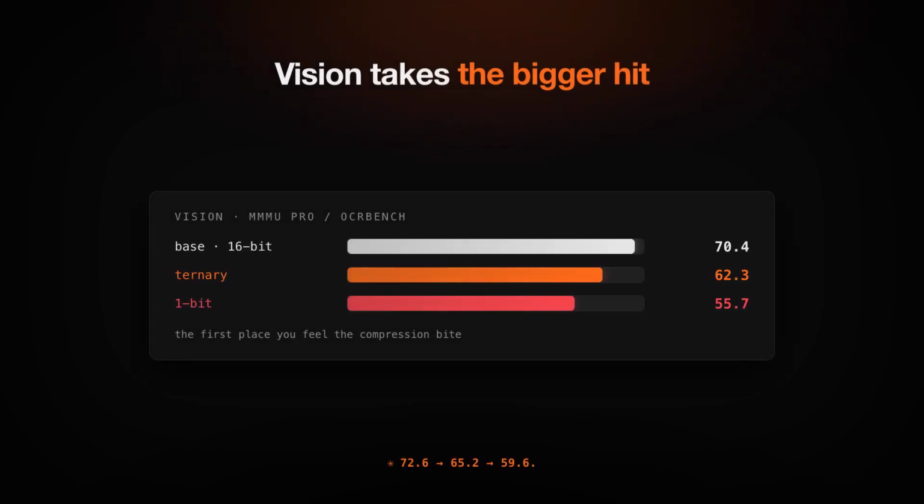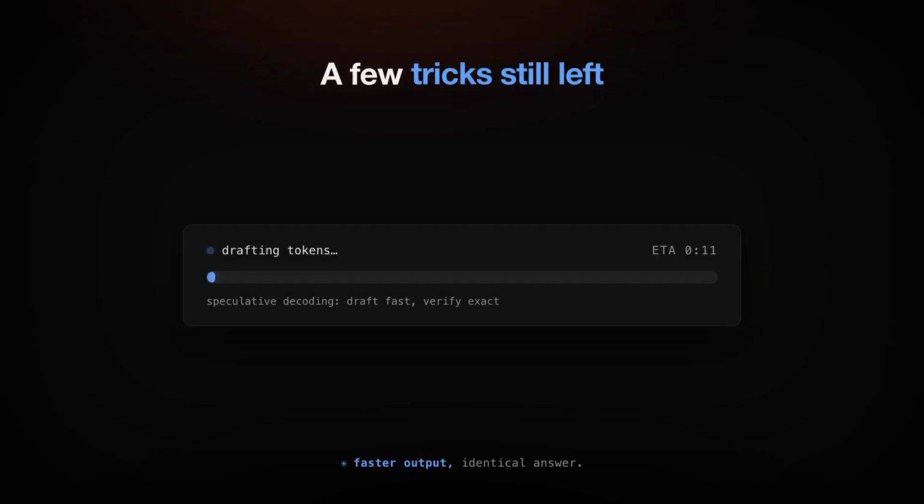72.6 down to 65 for ternary, and under 60 for 1-bit. So reading a chart on device works, but it's the first place you'll feel the compression bite. They squeeze more speed out with speculative decoding, a lossless draft and verify pass. So you're not trading accuracy for the extra pace. The output is identical, it just arrives quicker. Small model, and still a few tricks left.